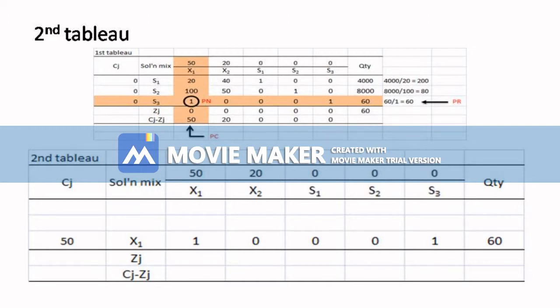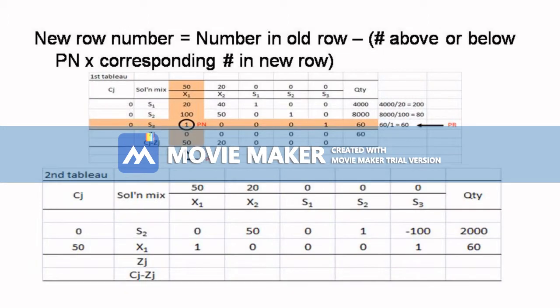And to compute the new values for each remaining row, we just have to use the formula for getting the new row number, which is equal to the number in the old row minus the number above or below PN times the corresponding number in the new row. So in solving the new row number of S2, we have here the number in old row, which is 100, minus the number above or below PN, 100 also, times the corresponding number in the new row, which is 1. So 100 minus 100 times 1 is equal to 0.